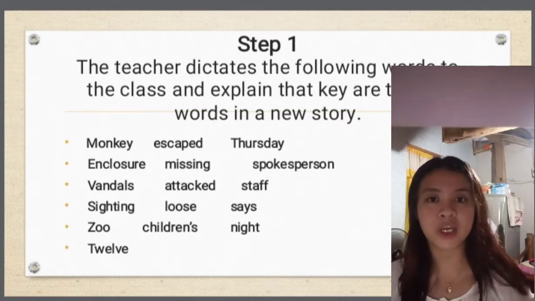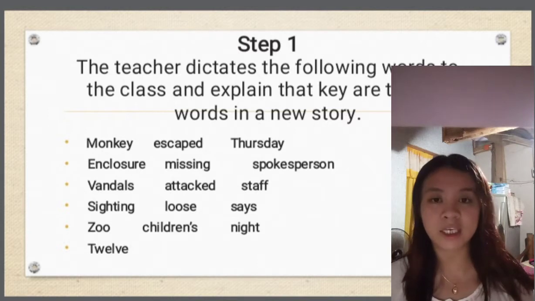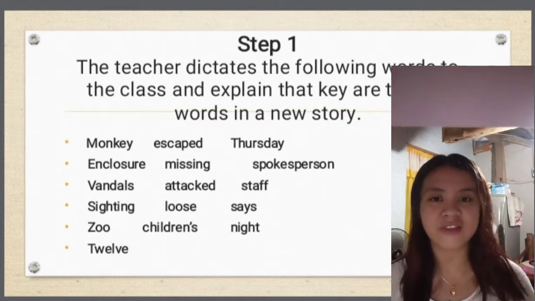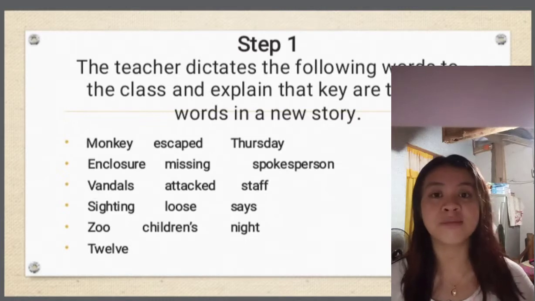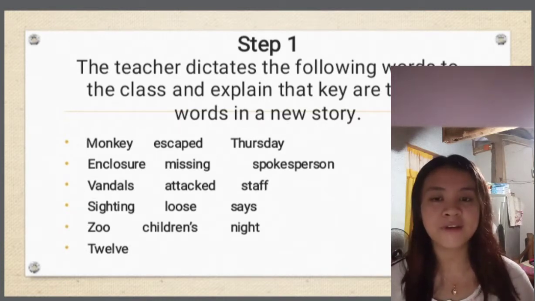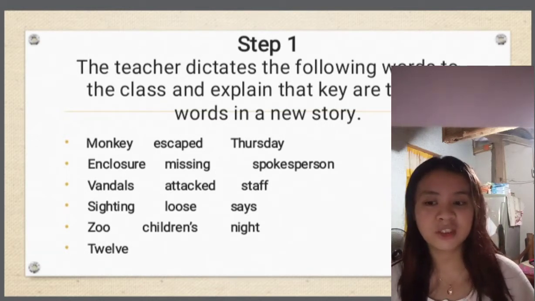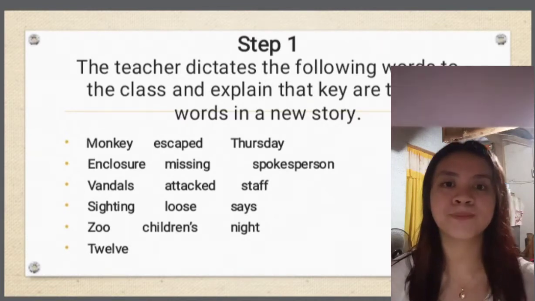So, I have here some example words so that the students can follow. The first word is monkey. The second word is escaped. The third word is Thursday. And the fourth word, enclosure. The next one is missing. The next one is spokesperson. Vandals, attacked, staff, sighting, loose, says, zoo, children's, night, and 12. So those are the words.